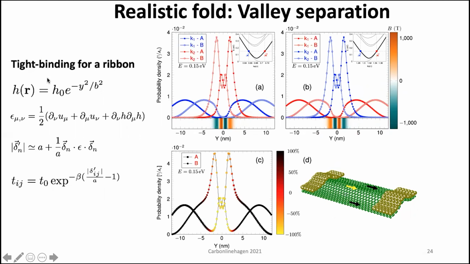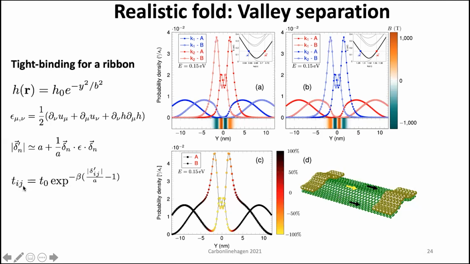So we propose a profile for the deformation, and we use this profile that tells me what is the position of the atoms in this ribbon. I use this profile to calculate the strain tensors. With the strain tensors, I calculate the new nearest neighbor lattice vectors, delta, and I use this delta to find the modified expression for the hopping matrix elements.